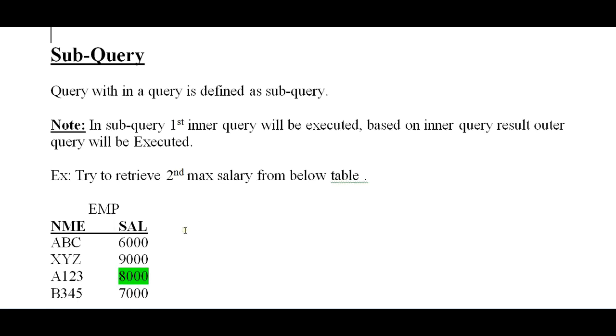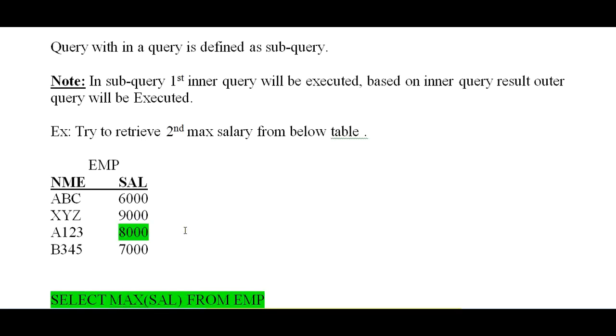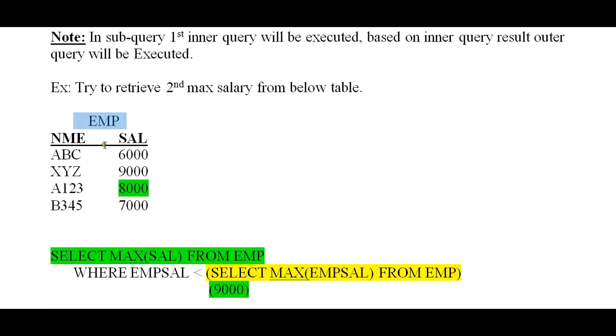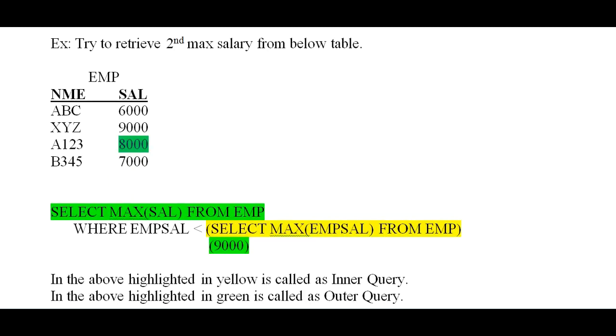To retrieve the second max salary from the below table, what is the query we need to write? For example, I'm having an employee table where I have two fields, name and salary. It has 4 records. I want to extract the top second salary. Based on this, the top second salary would be 8,000. So let's see how it happens.